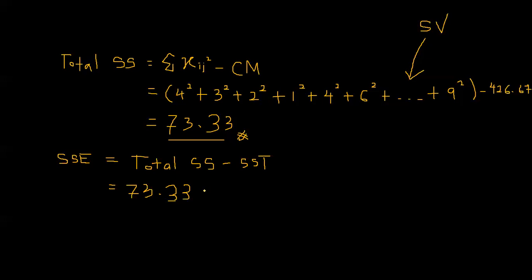Okay. Minus with what is the value SST? So the value SST that we have counted earlier is 49.73. Okay, so the final value for SSE is 23.6. Okay, 23.6 for SSE.